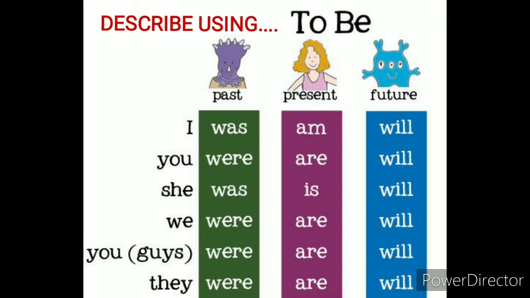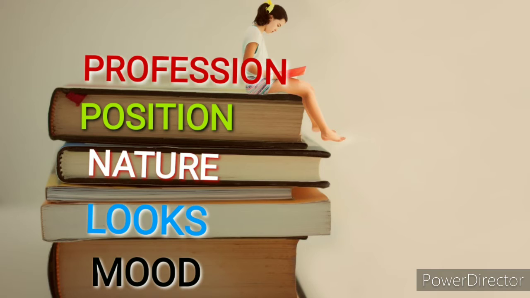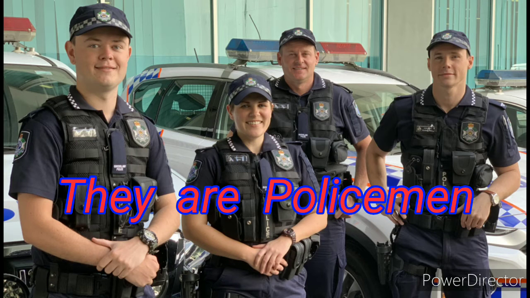Well, "be" stands for is, am, are, was, were, and will, which is basically used for describing someone's profession, position, nature, looks, and mood. Let's take some illustrations.